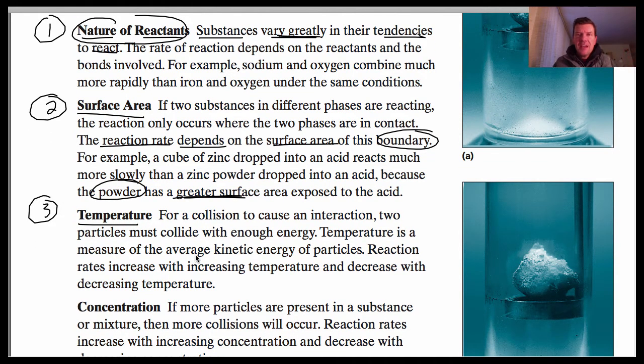Collisions have to have enough energy. If the particles are traveling faster, they're going to hit with greater energy. Well, how do you increase the speed at which the particles are traveling? You increase their kinetic energy by introducing more energy, heat, to those particles. So if you introduce more heat, temperature is going to go up because the kinetic energy is increasing because the velocity of those particles is increasing. Now they're going to smash into each other with greater force and greater potential for the reaction to occur.